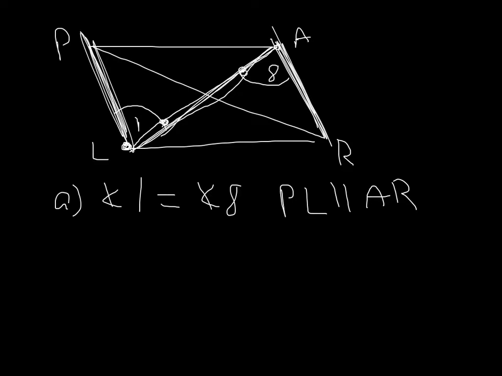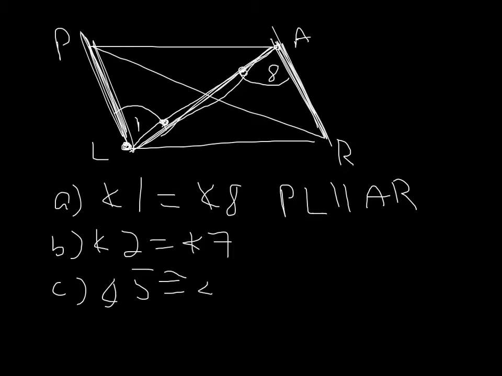This approach can be used for all the problems on this page. I'm going to skip B. You can do B on your own, which is angle 2 and angle 7. Let's skip to C, which is angle 5 and angle 3. Make the pen a little different size.